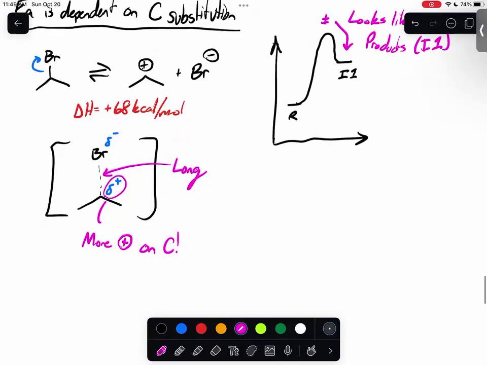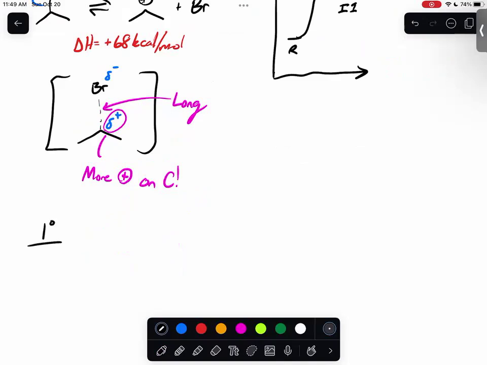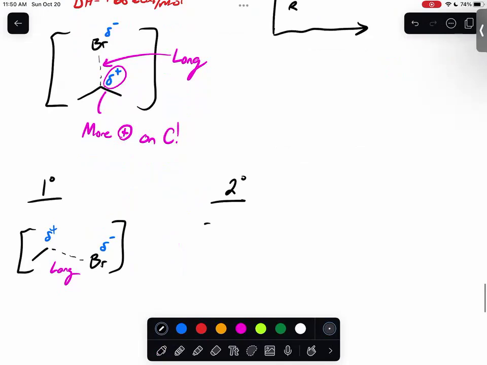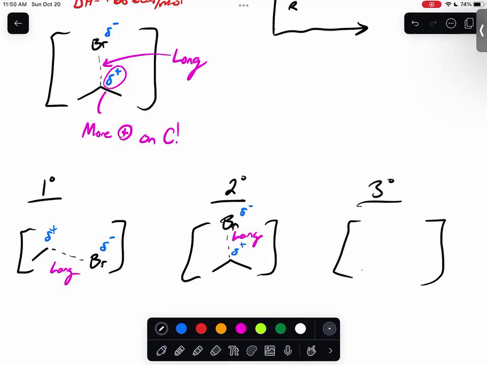If we look at a primary carbon, what we'd see in our transition state is the carbon bromine bond, of course, still being long, is going to have a partial positive on a primary carbon. Right? In a secondary, that is the transition state that we just saw, we have more of a carbocation on a secondary carbon, right? Because we have that long bond there. On a tertiary, what we would see is with that long bond, we have more of a positive charge on the tertiary carbon.